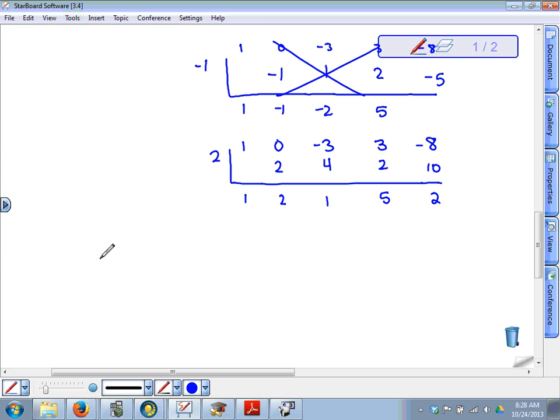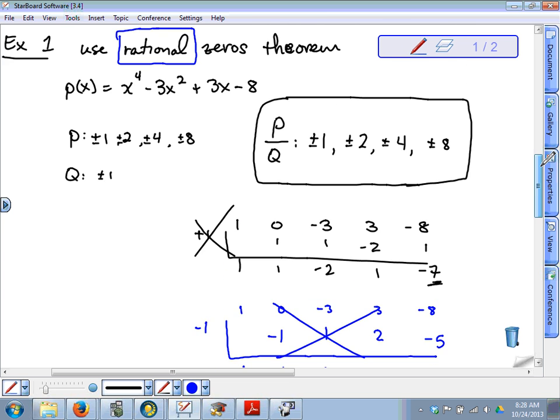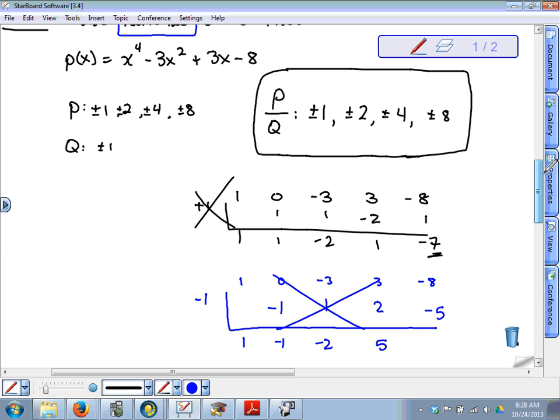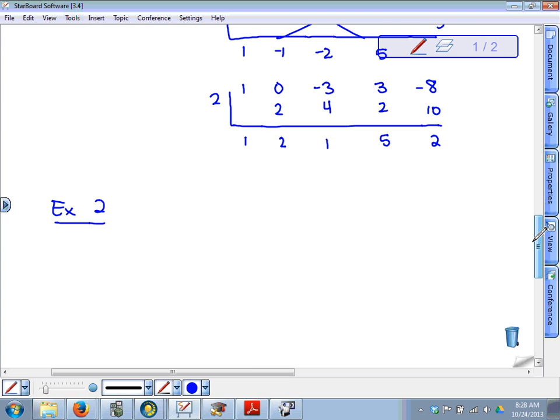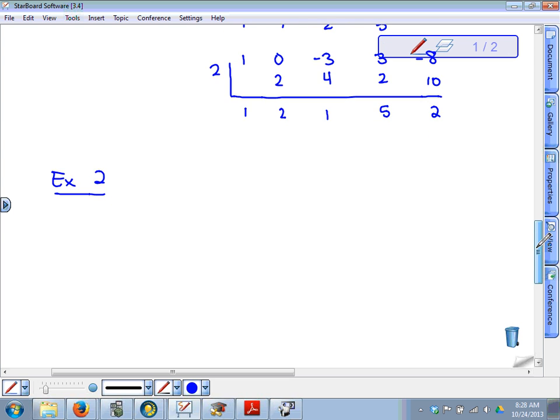Let's try example 2. We haven't learned how to find them yet if they're not rational zeros. Could you show us? We wouldn't be able to do anything yet, so we're just going to move on. Not for this section, no. It might be in 3.4 or 3.6 maybe.